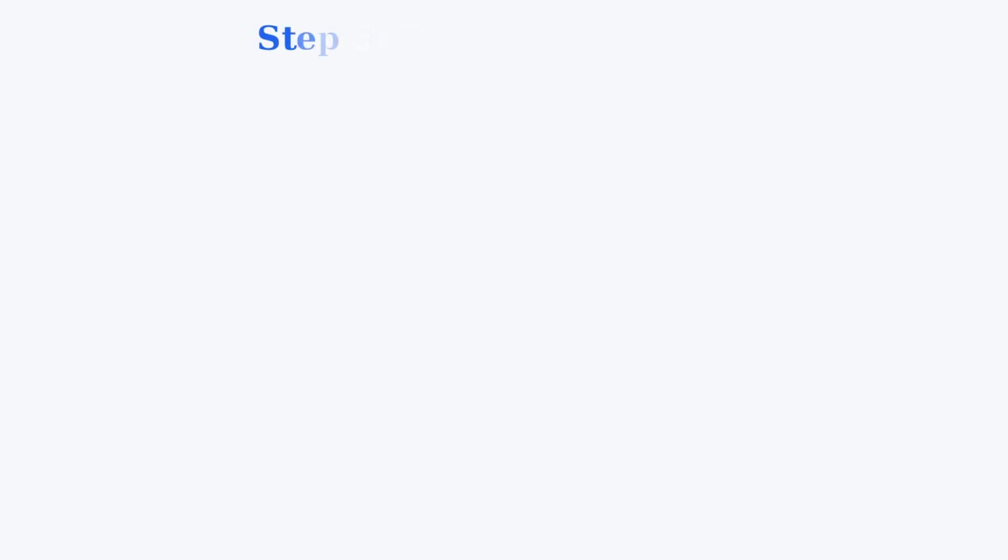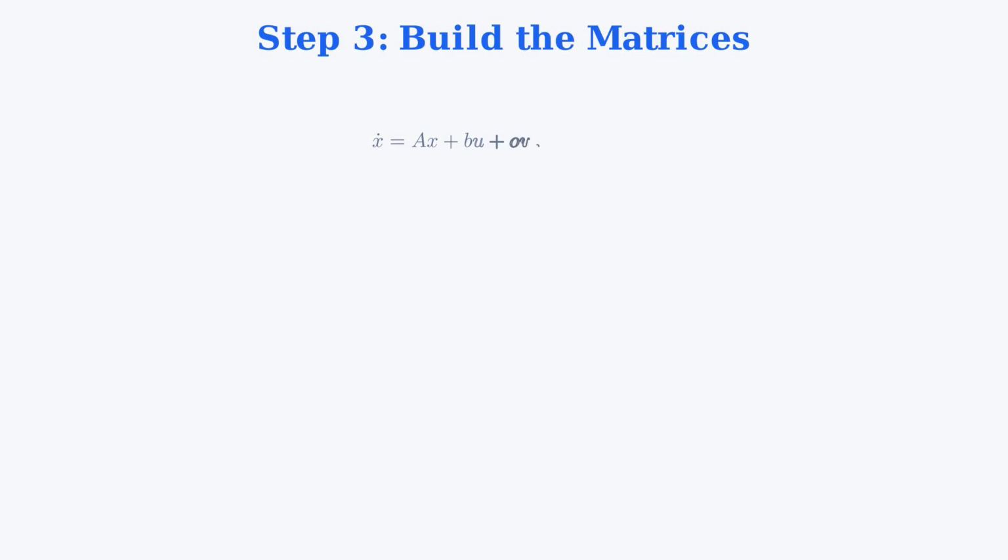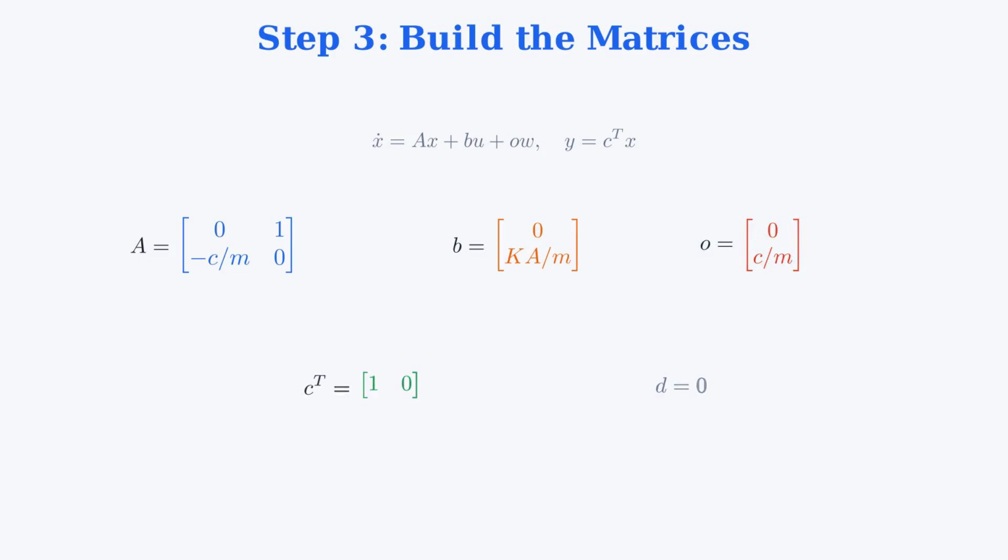y equals state 1. We have a complete state space model. Step 3. Extract the matrices. Rewrite the two state equations in matrix form. The derivative of x equals A times x plus B times u plus O times w. From the state 1 equation, the derivative is just state 2, so the first row of A is 0, 1, and the first elements of B and O are 0.